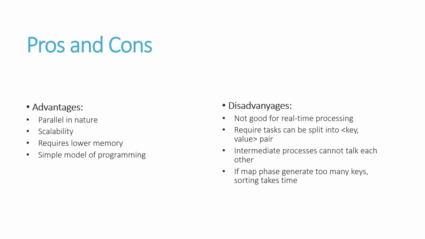Some of the disadvantages are MapReduce has a high latency, so it's not good for use in real-time processing applications. The tasks must be able to be defined in terms of key value pairs only. Intermediate processes cannot talk to each other. If in the map stage there are too many distinct keys, sorting will take a long time to finish, thus decreasing the performance.